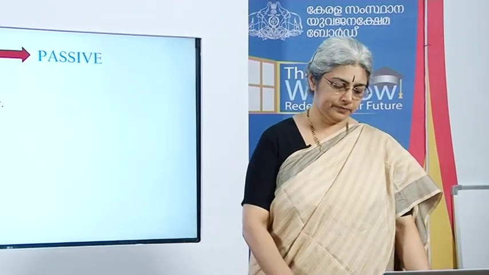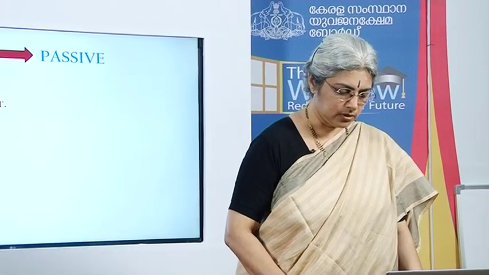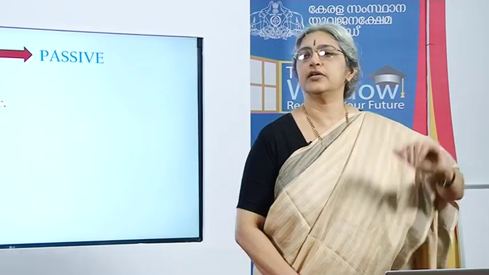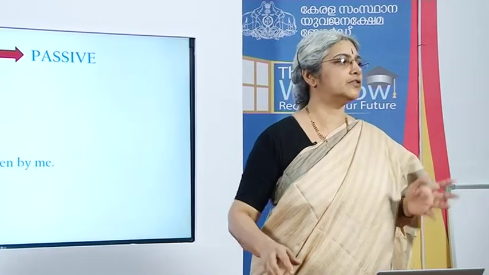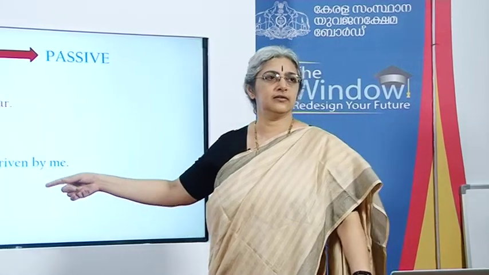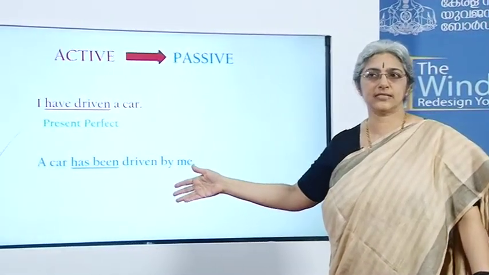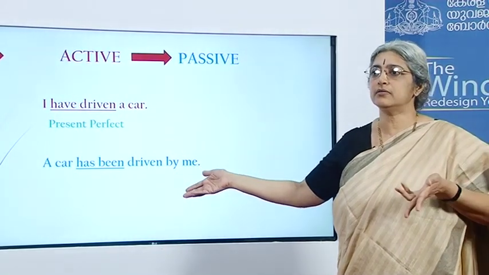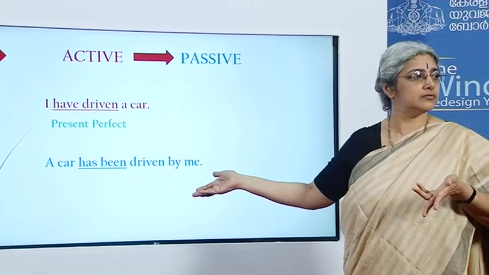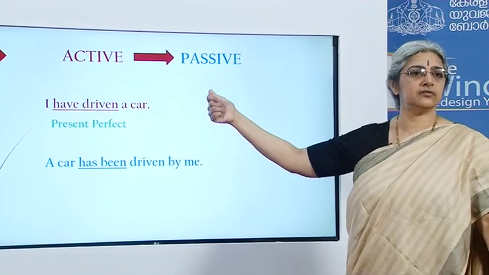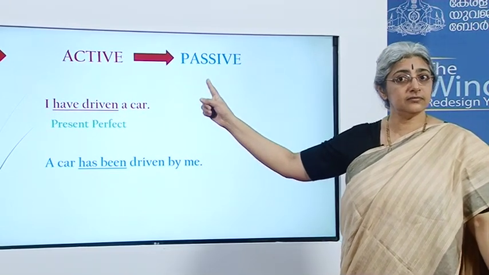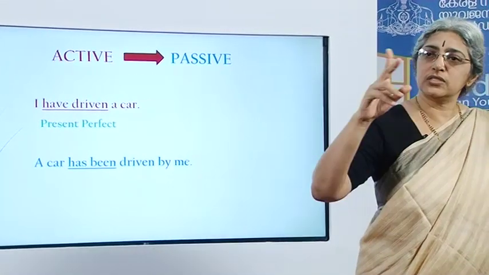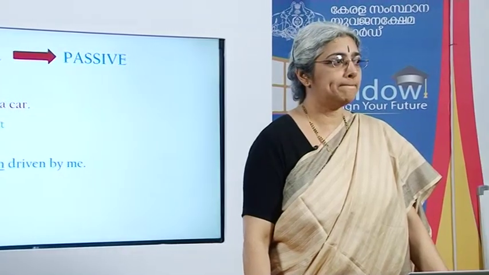All right. So, what will be your passive form? A car has been, yes, a car has been driven by me. What is has? What tense form? Has. Have, has is what tense form? Present. Been, en, perfect. Okay. So, has been, does it agree with the verb of have driven? Yes or no? Yes.